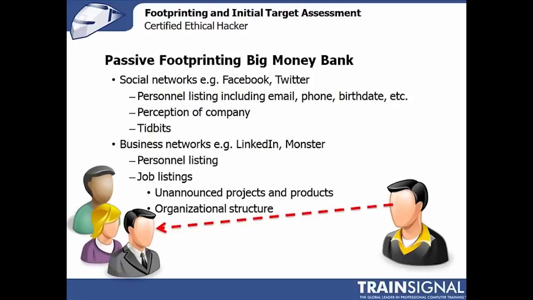For example, just looking around on Facebook, you can find employees of Big Money Bank, and you can usually get pretty rich information about them: where they live in general, phone numbers, email addresses, birthdays, what they think of the company. Do they love the company? Do they hate the company? Do they love their boss? Do they hate their boss? All kinds of great information that will come into play later, whether it's with a technical attack or with a social engineering attack against the person themselves.